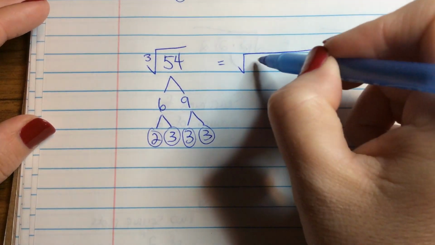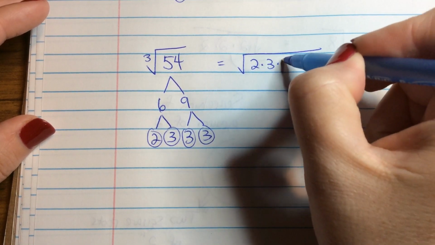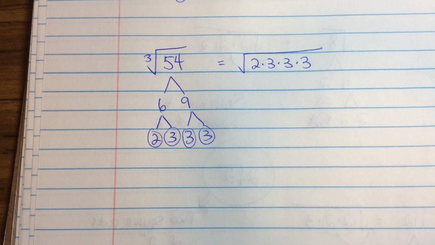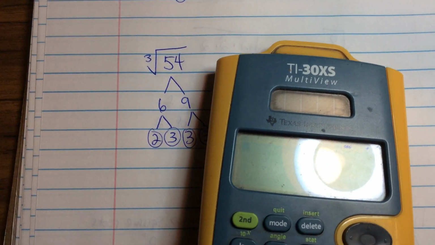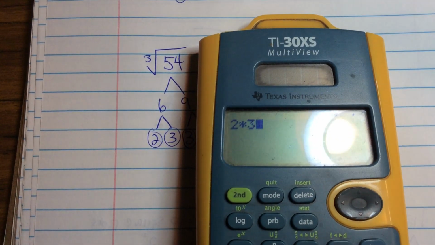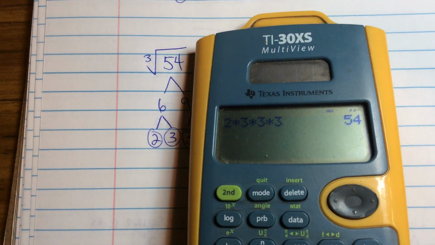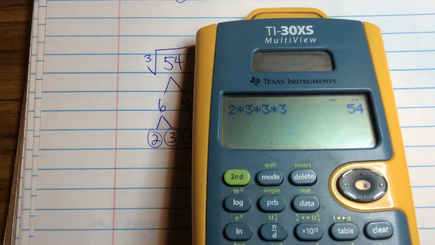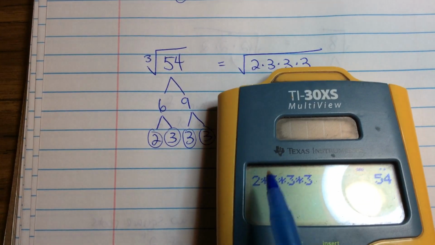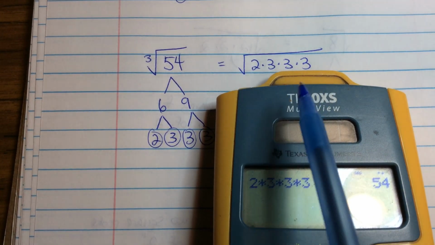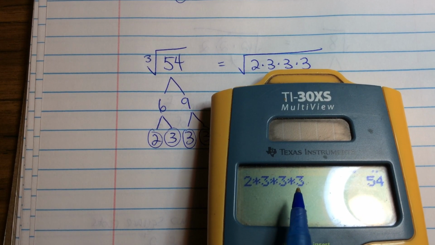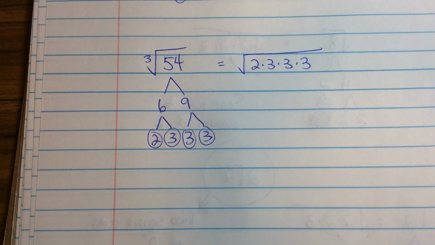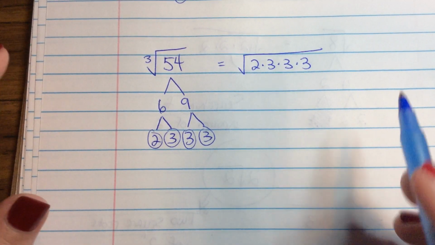So when I rewrite 54, I have 2 times 3 times 3 times 3. I'm going to check that and make sure that I'm right. So 2 times 3 times 3 times 3, and sure enough, it does equal 54. All I did was put in my calculator what I have underneath my radical, and I'm just verifying that it does multiply to get back to 54. That way I haven't made any mistakes.